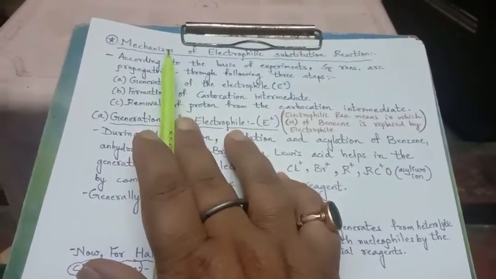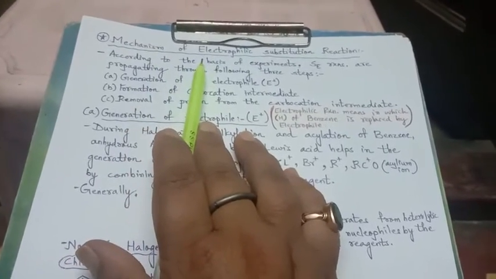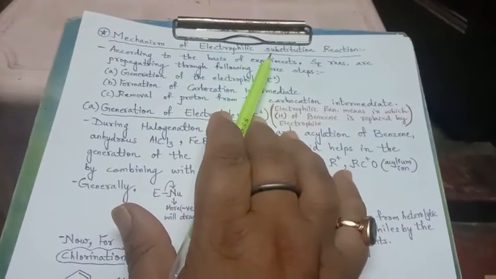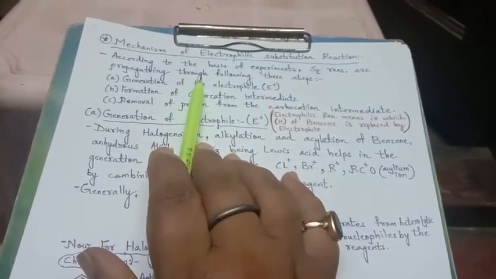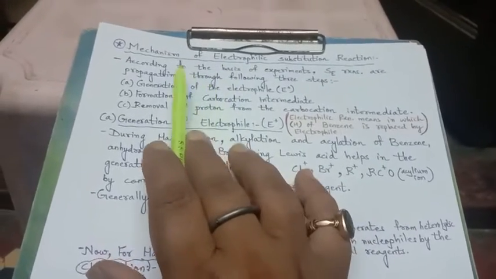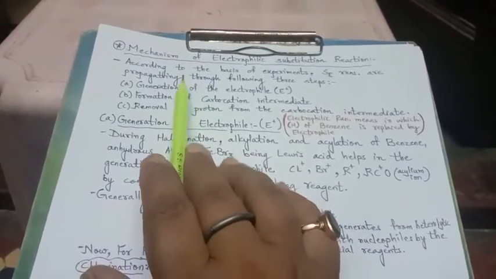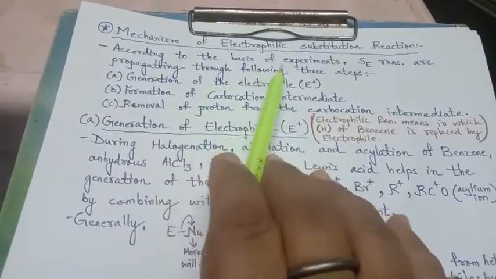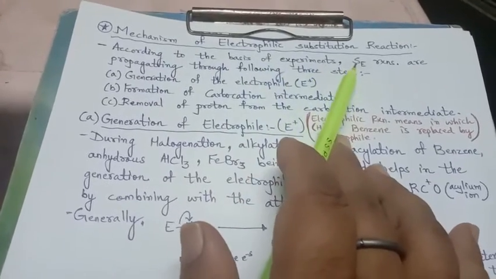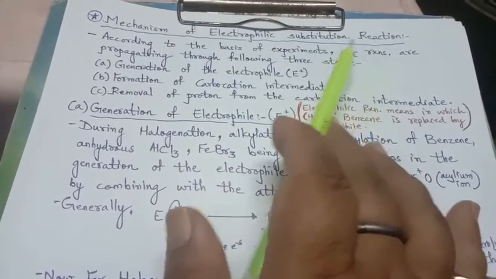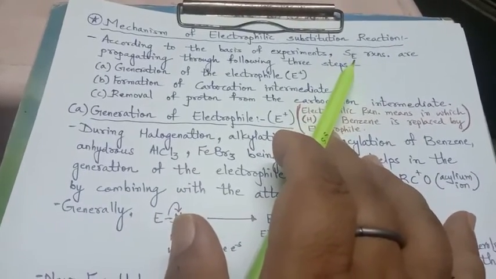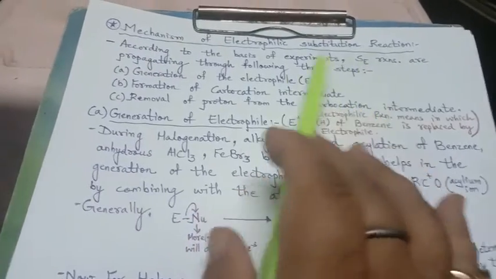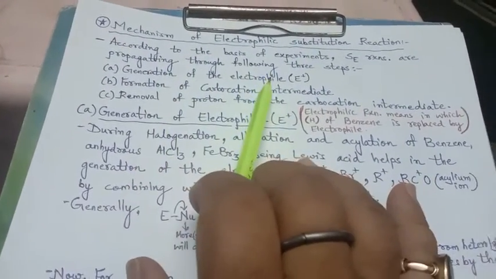Mechanism means how the cleavage takes place and what transfers from where, because substitution means someone is substituted in the place of some other. So how it takes place, that is considered as mechanism. Now, on the basis of experiments, substitution electrophilic reactions, SE stands for electrophilic substitution reaction or substitution electrophilic reactions, are propagating through three steps.